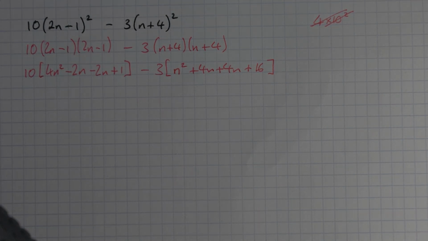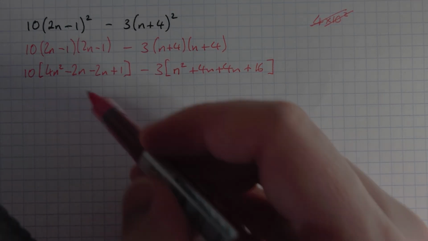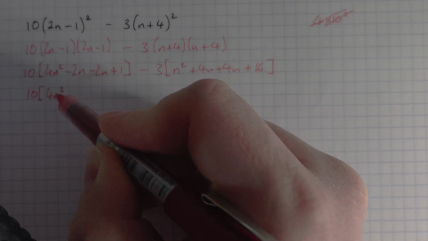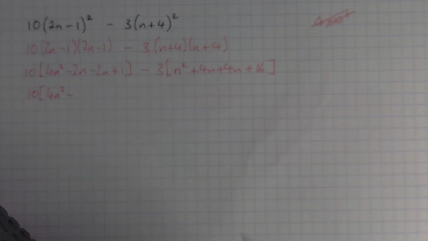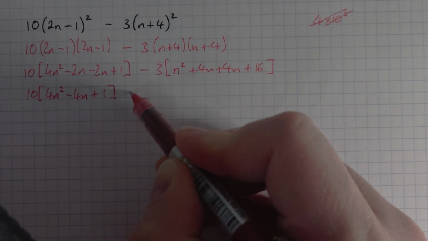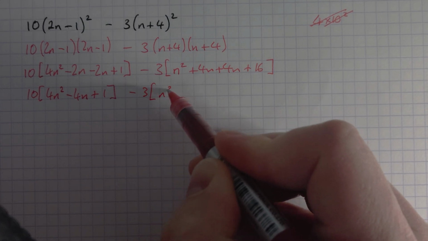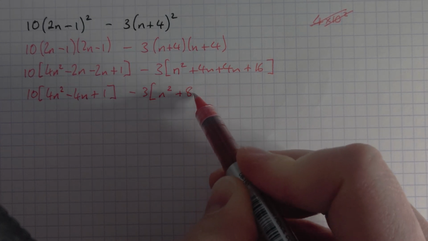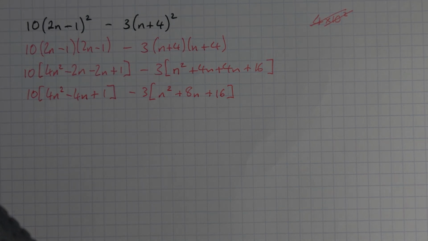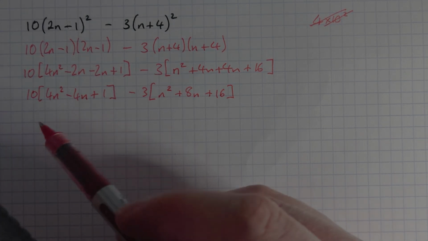I think what I'd like to do next is to collect like terms within the brackets, that is. So let's simplify this first set of brackets first. Minus 2n, take away another 2n is minus 4n. Add 1, take away 3 lots of n squared. 4n and 4n is 8n. And now I'll expand my brackets, I think expand my square brackets, that is.